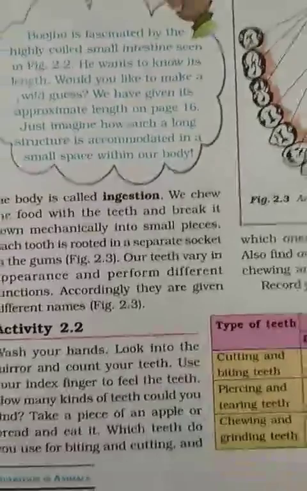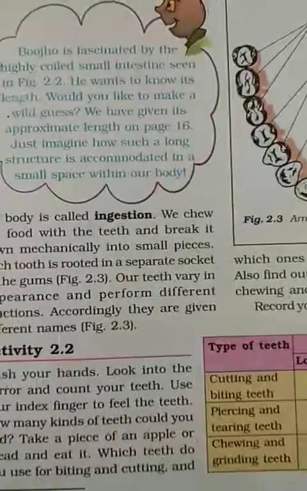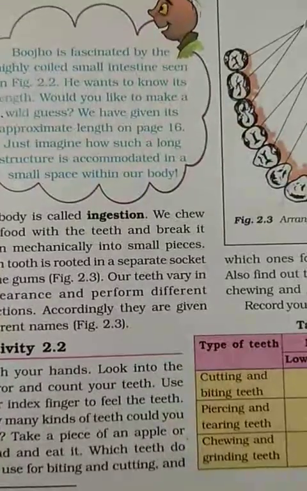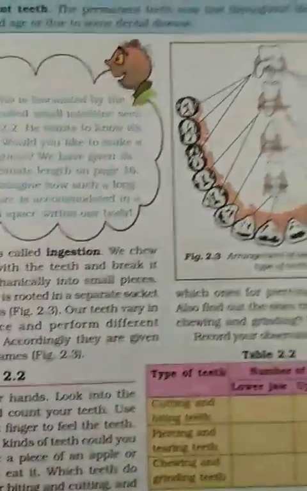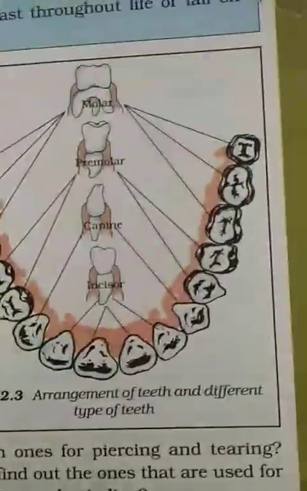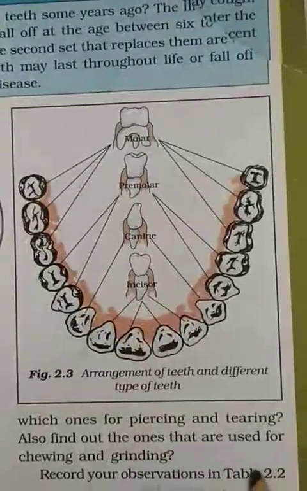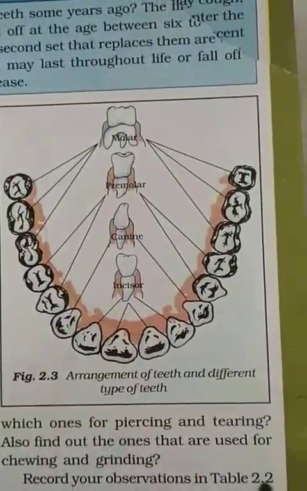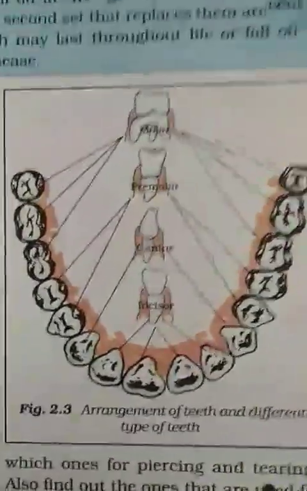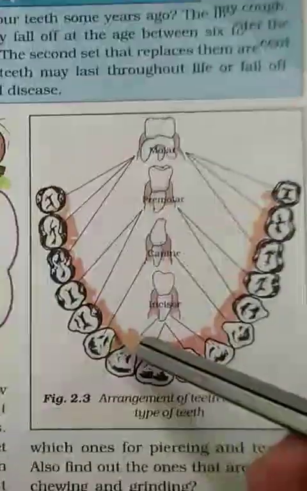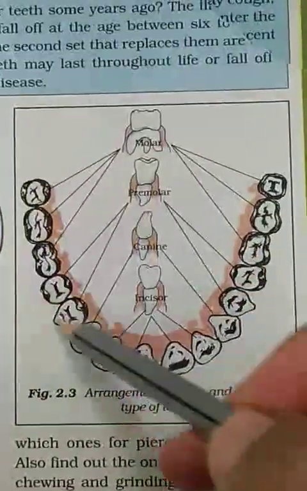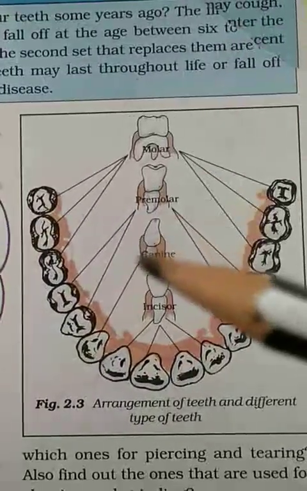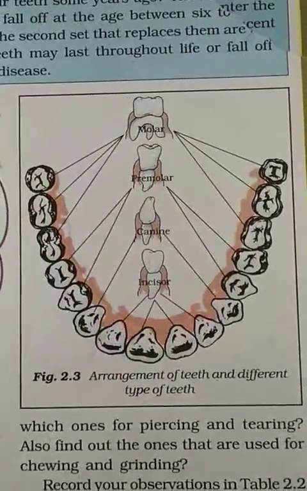Our teeth vary in appearance and perform different functions. Accordingly, they are given different names. Do you know how many total teeth are present in an adult? It is 32. So here the lower jaw is shown. The lower jaw contains a total of 16 teeth, and the upper jaw contains another 16 teeth.